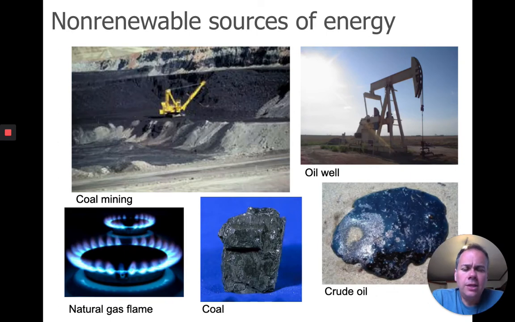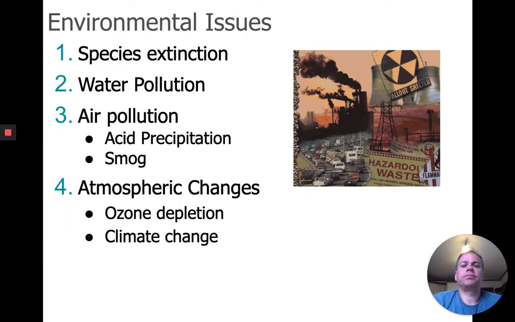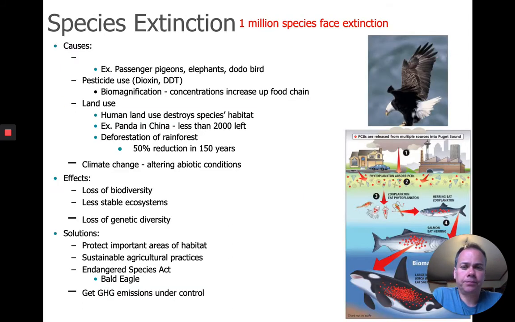And so these materials, besides the fact that they're non-renewable and they're going to be used up eventually, they also release pollution when they're burned. So using coal or natural gas or oil to produce electricity or to power equipment also has the negative effect of adding pollution to the environment. And so we'll talk about some of these environmental issues, about why species are becoming extinct in water, air pollution, changes to our atmosphere.